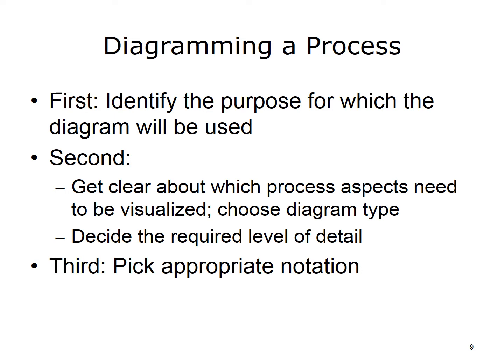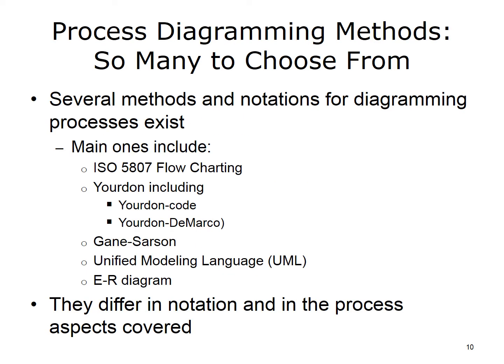It is also important to determine the necessary level of detail. Then third, pick an appropriate style and notation to use. There are several methods and notations for diagramming or mapping clinical workflow processes, including ISO 5807 information processing diagrams, the same symbols used for flowcharting, Jordan notation for data flow diagrams, Gaines-Sarson notation for data flow diagrams, Unified Modeling Language, UML, that represents several different aspects of processes, and Entity Relationship, ER diagrams that concentrate solely on information content.